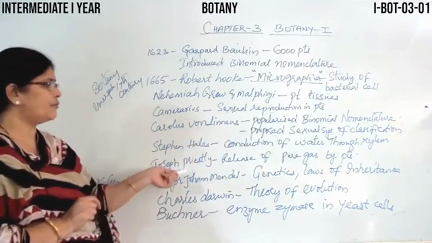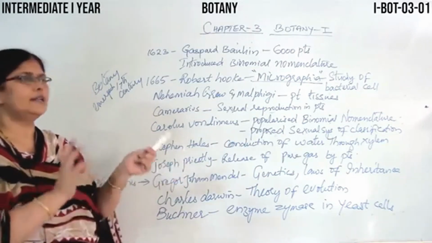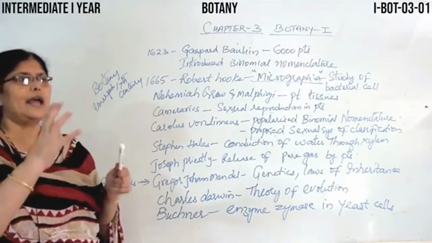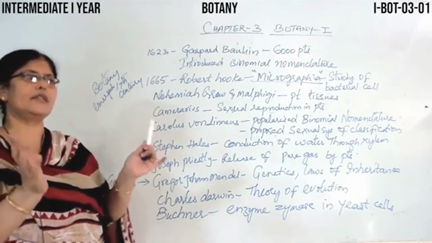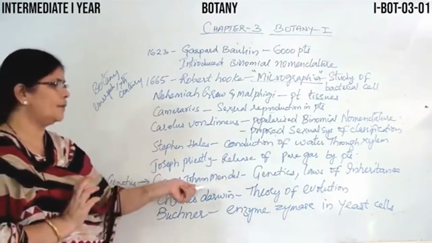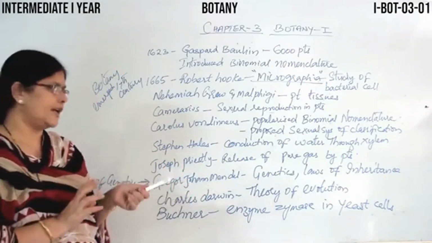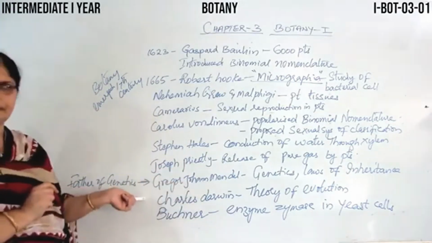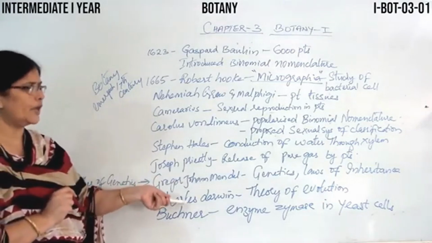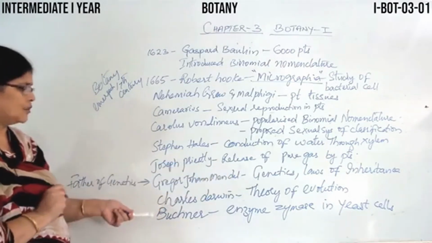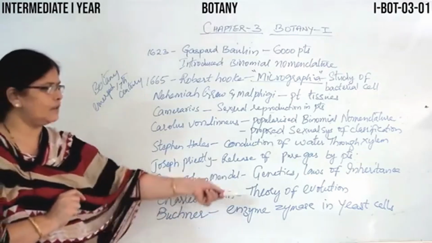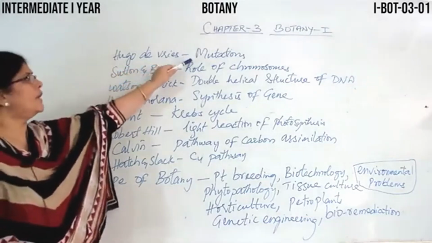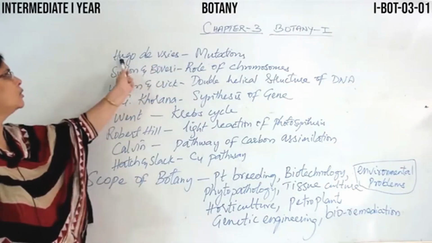And later, it was Joseph Priestley who discovered that plants release a pure gas in the form of oxygen, and this helps in purifying the atmosphere of the earth. Gregor Johann Mendel did a lot of study in genetics and gave the laws of inheritance, and he is also called the father of genetics. Charles Darwin gave the theory of evolution. Buchner studied the enzyme zymase in yeast cells. Mutations were studied and an elaborate understanding of them was given by Hugo de Vries.